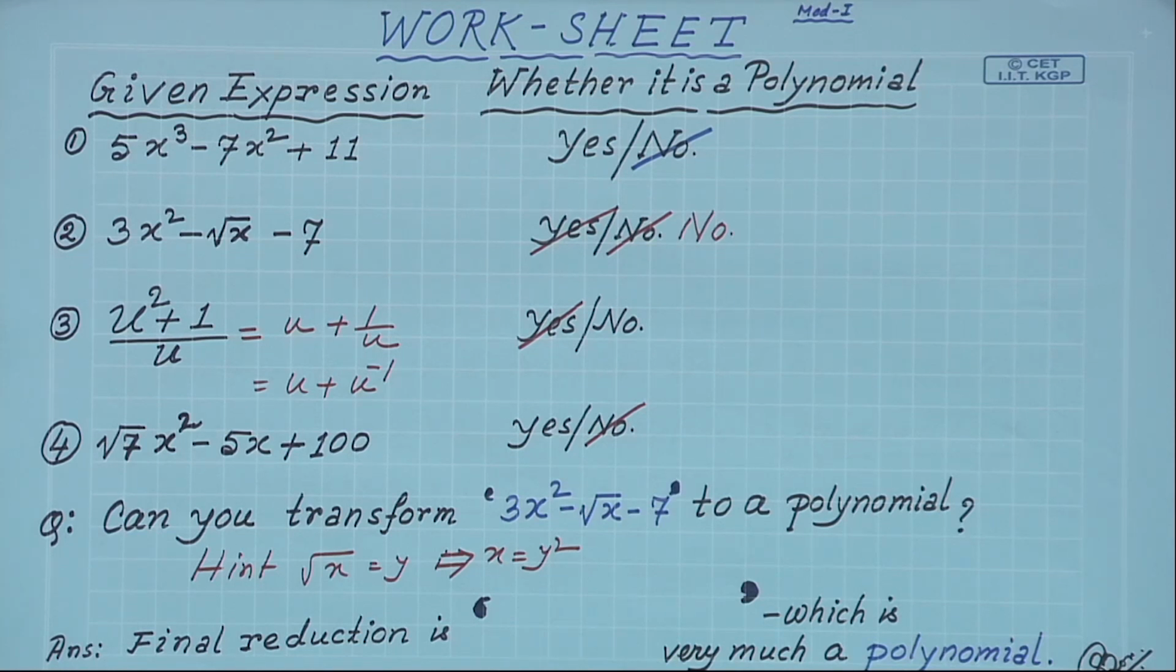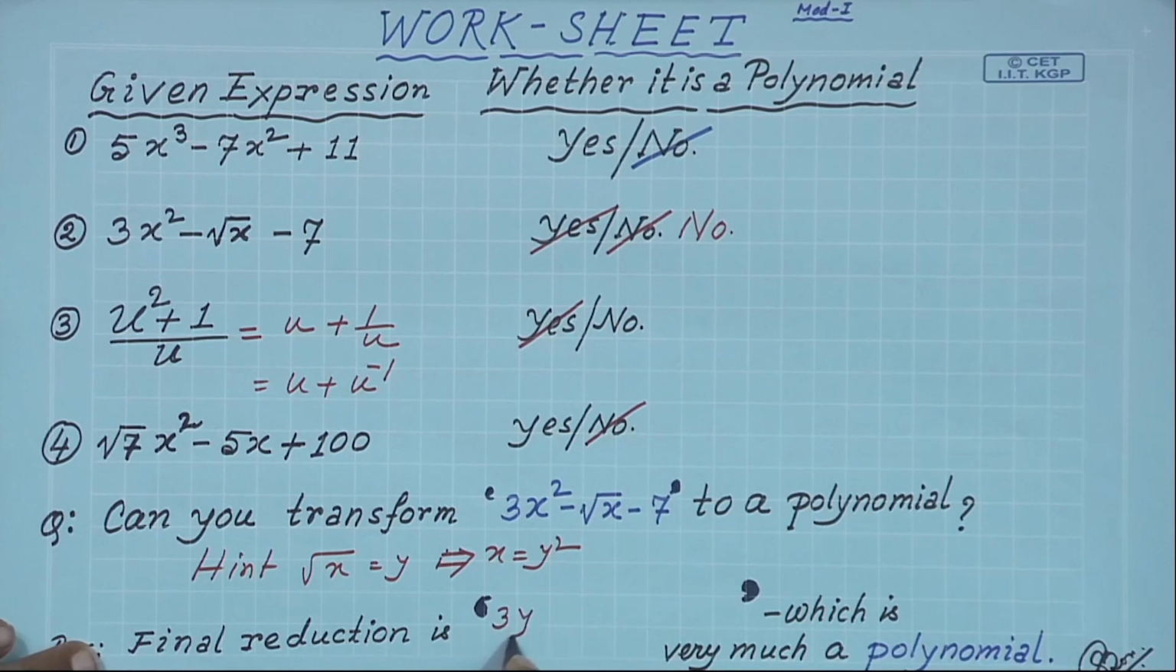Root x equal to y, that is x equal to y square. Then for the first term, if we put y square for x, then what would it be? 3y to the power 4, minus y, minus 7. Then check whether it is a polynomial or not. Yes, this is a polynomial. So, you easily transformed the second expression, which was not a polynomial at all, to a polynomial one. Okay. Therefore, sir, we can do that, but we can't do it always.